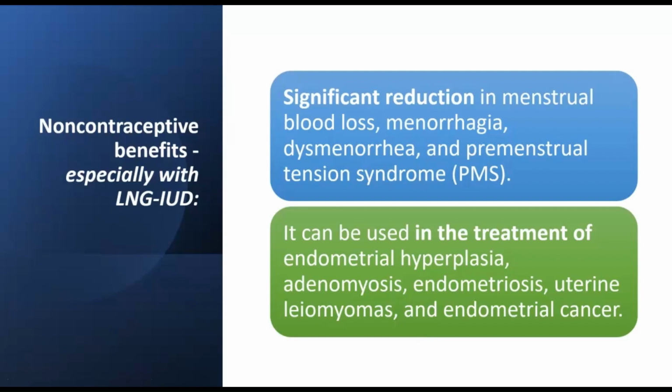So apart from the contraceptive benefit, there are some non-contraceptive benefits, especially with your 3rd generation copper T devices. So that includes the significant reduction in the menstrual blood loss, menorrhagia, dysmenorrhea, and the premenstrual syndrome. It can also be used in the treatment of your endometrial hyperplasia, adenomyosis, endometriosis, uterine leiomyoma, and endometrial cancers.